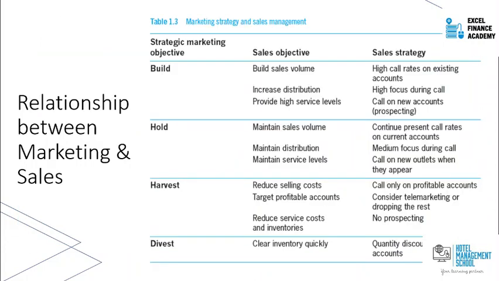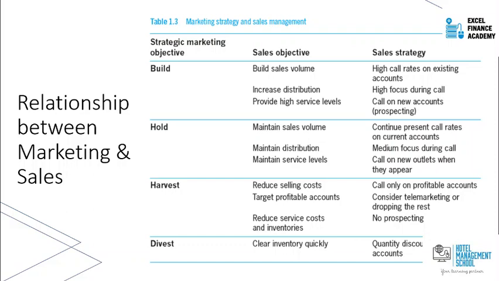Okay. So this is the relationship between marketing and sales. Sales objective, marketing objective, is, let's say, build what? The sales objective is to build sales volume, to increase the distribution, provide high service levels. The strategy for that can be high sales calls on the existing accounts, high focus during sales calls, or calling new accounts, prospects. So marketing is different, sales is different, right? You understand the difference between sales and marketing, right? Sales is a direct sale, providing the logistics. Marketing is just creating awareness about the product.